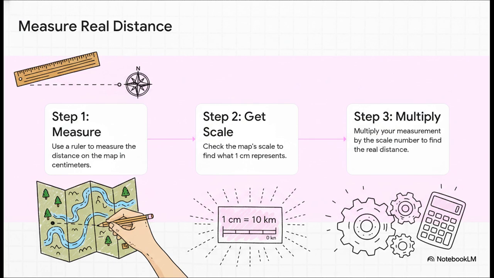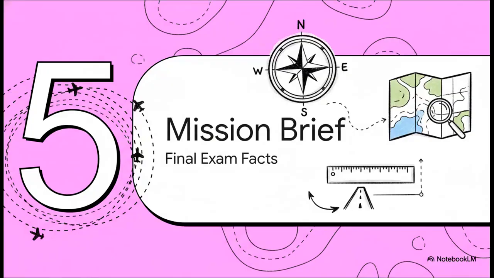First, grab a ruler and measure the distance between 2 spots on your map. Let's say it's 5 centimeters. Step 2, look at the scale. Maybe it's a word scale that says 1 centimeter equals 10 kilometers. And step 3, you just multiply. 5 centimeters times 10 kilometers per centimeter gives you 50 kilometers. That's it. Simple, effective, and absolutely essential.